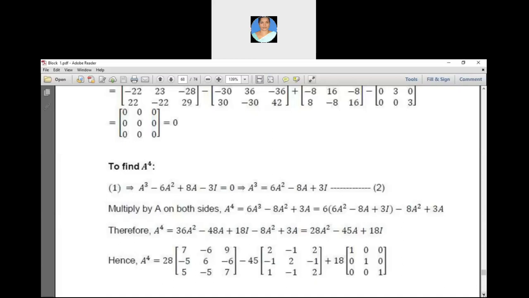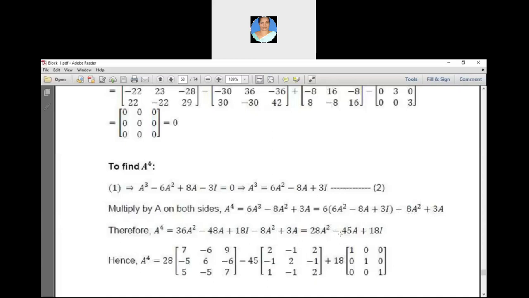Already we know the A cube term, 6A square minus 8A plus 3I, so we substitute it in here: 6 into (6A square minus 8A plus 3I) minus 8A square plus 3A. Now simplifying these equations, we get 28A square minus 45A plus 18I.